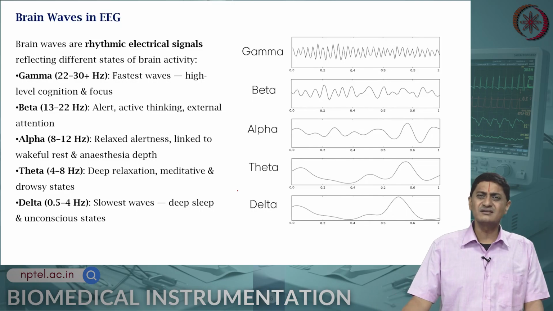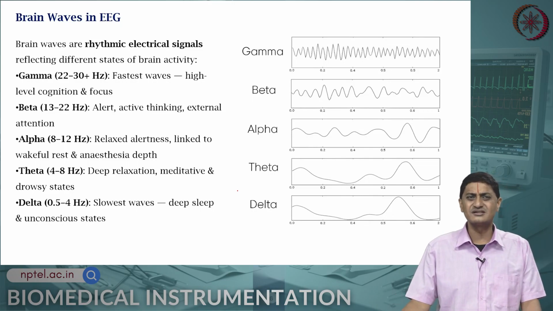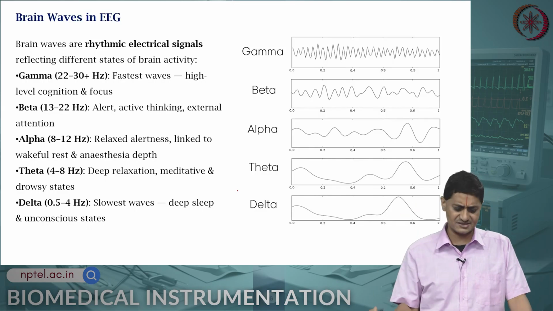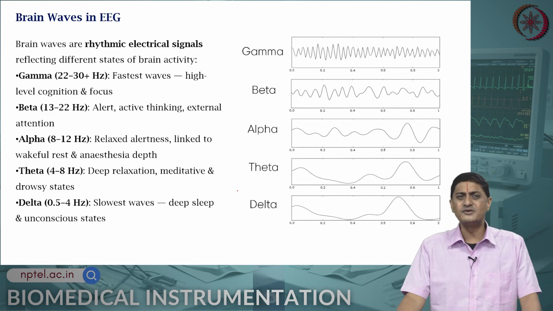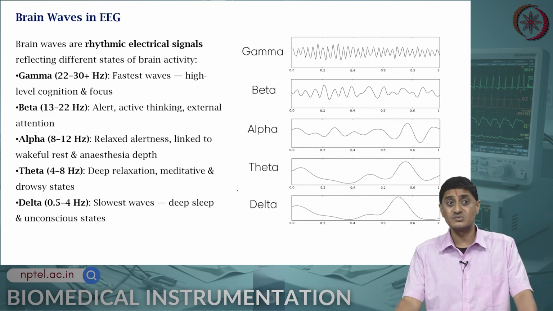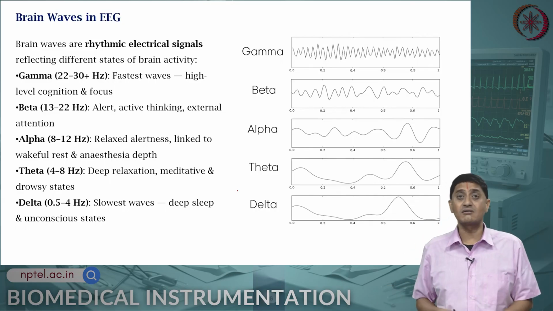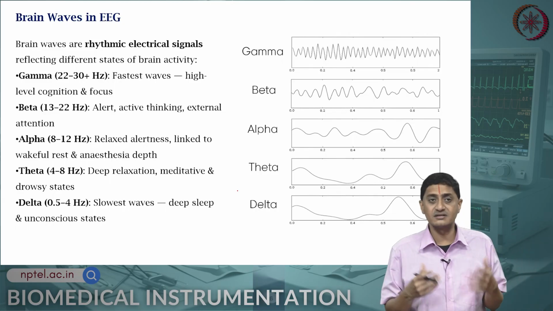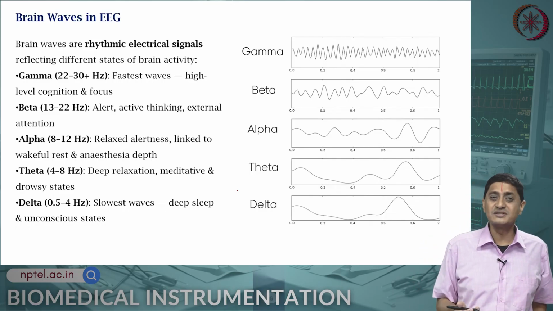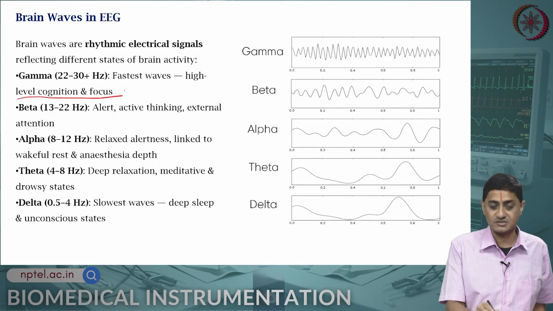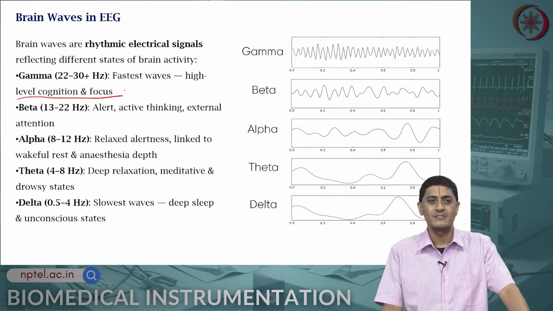Essentially these brain waves are rhythmic electrical signals that reflect different brain states together. The fastest waves are above 22 hertz, 22 to 30 plus hertz, sometimes seen when the person is focusing, like I am now giving a talk and you are listening, you are focusing a lot. If you are focusing, the frequency might be very high, high level cognition and focus may be about 22 hertz and 30 hertz, or maybe even above 30 hertz in some cases.